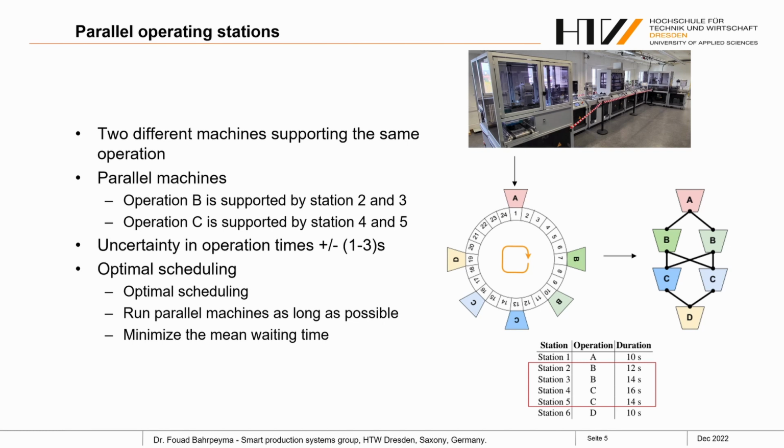In a more complex form of this problem, we have 6 stations and 4 operations. Stations number 2 and number 3 support operation B, and stations number 4 and number 5 support operation C. Then we have increased complexity, and the overall objective is also to minimize the mean waiting time. In total, for all these problems, we have to use as many parallel operations as possible in order to achieve the minimal mean waiting time.